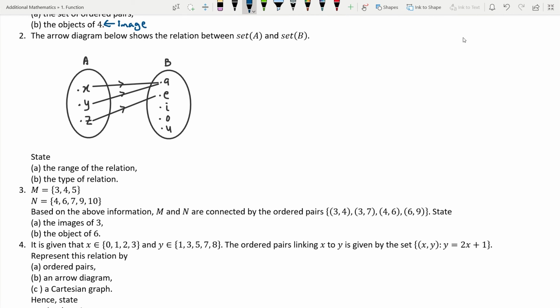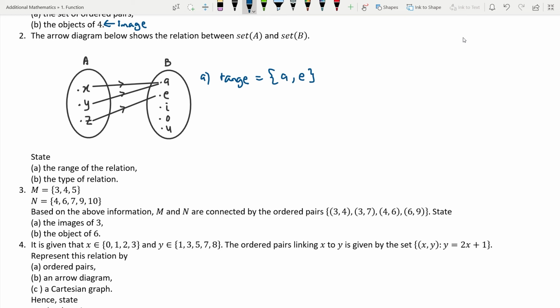Question 2. The arrow diagram below shows the relation between set A and set B. State the range of the relation and the type of relation. So the range consists only of the images that are linked to the object. In this case, only A and E are linked to the objects. So our range will be A and E.